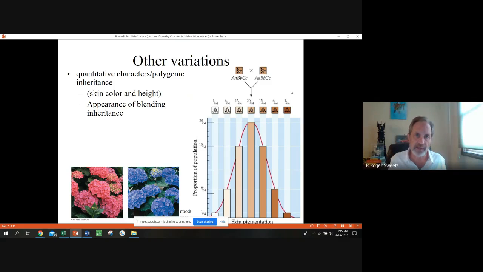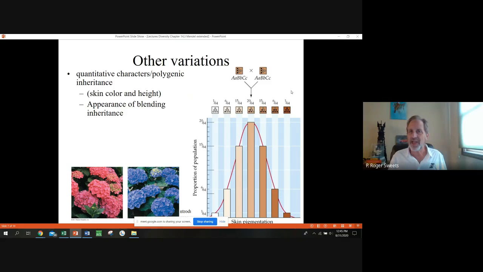And that's one of the reasons that blending inheritance was the paradigm of how inheritance should work back in the 1800s. Of course, back then they didn't know about genetics yet. And there were very good reasons, as I said before, for that to happen. But in actuality, it's still particulate.